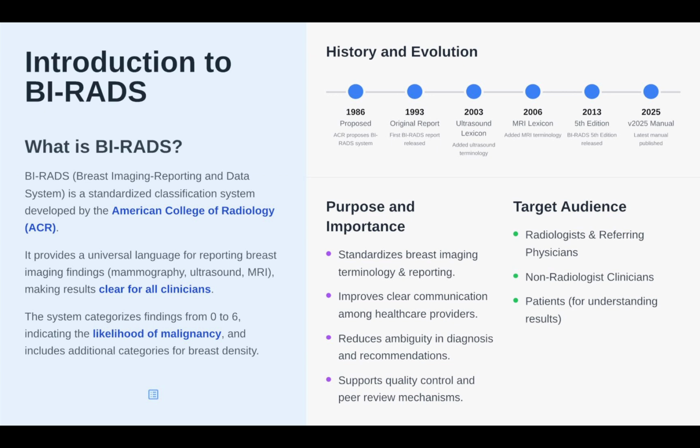Our target audience today, comprised of medical students and doctors, will find this system indispensable for accurate diagnosis, effective communication, and optimal patient management in the realm of breast imaging.